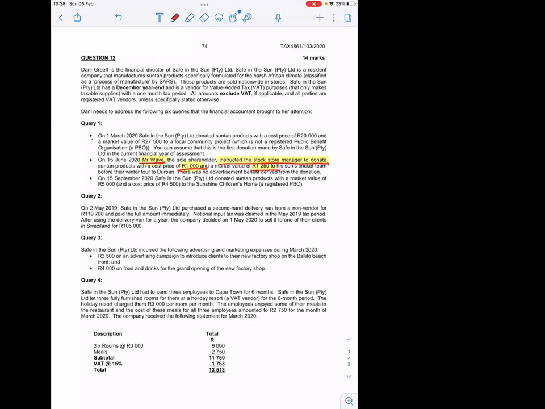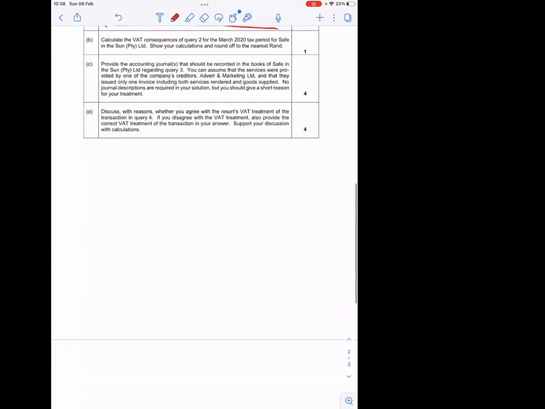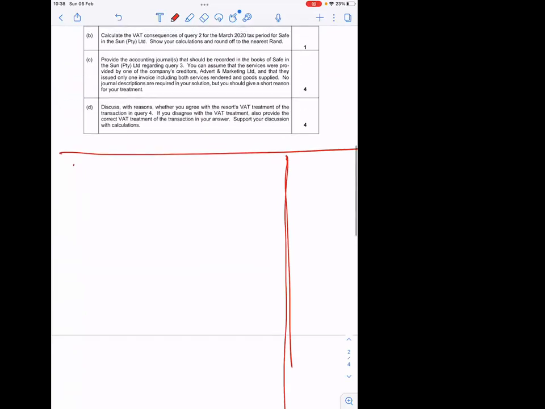All right, so here we are seeing that a person who has instructed the store manager to make a donation, and the donation was made. These items cost 1,000. They had a market value of 1.2. Address every donation, even if another person is liable. So you are going to write them. We might have to indicate that this one is payable under one.